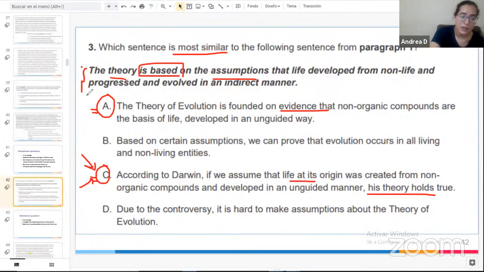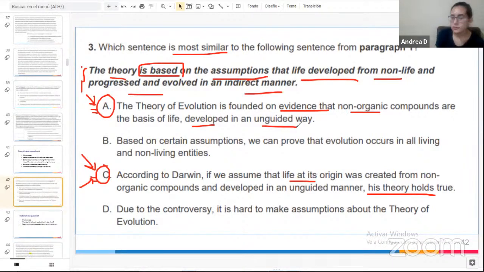Instead, option A is on the same thing. Even though it's not exactly the same, assumptions and evidence, it has enough synonyms: developed, from non-life, non-organic compounds, evolved, developed, undirected manner. So even if it's not exactly the same, at least it has the main idea, you know? So is this one clear?